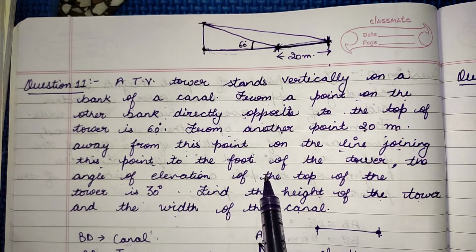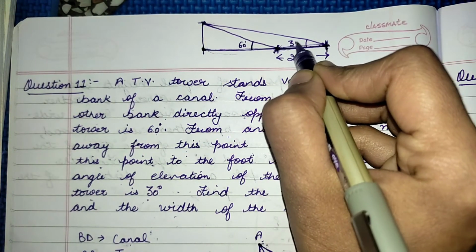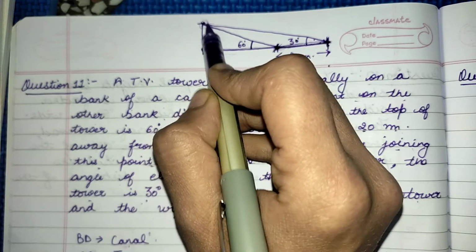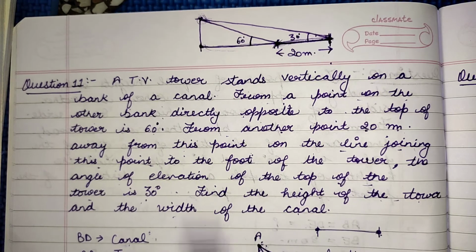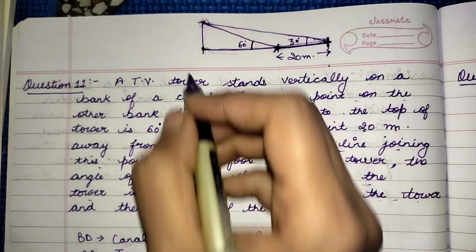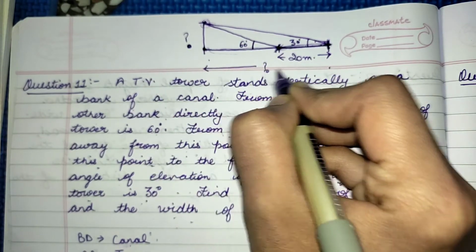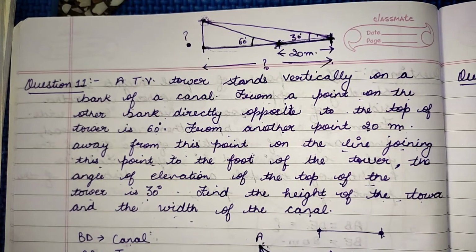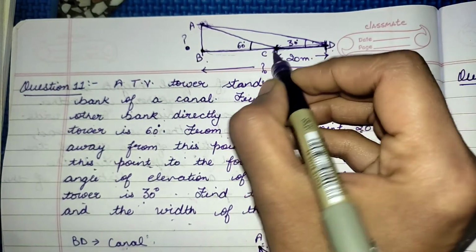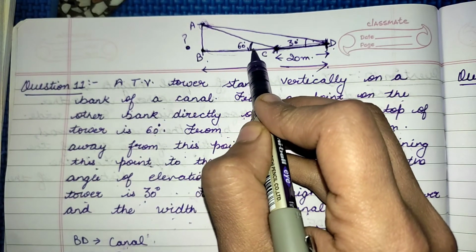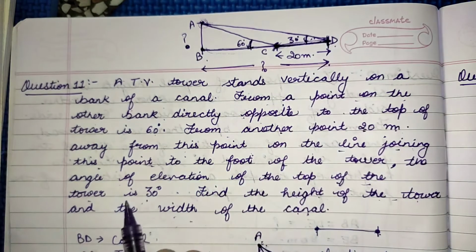The angle of elevation of the top of the tower from this point is 30 degrees. Then find the height of the tower and the width of the canal. So we have to find this height and this complete width of the canal. Let's name these points A, B, C and D. C is the point at which the angle of elevation is 60 degrees, and D is the point at which the angle of elevation is 30 degrees.